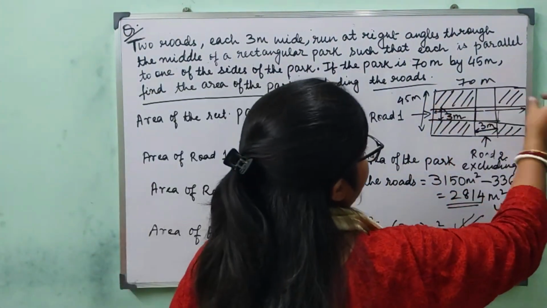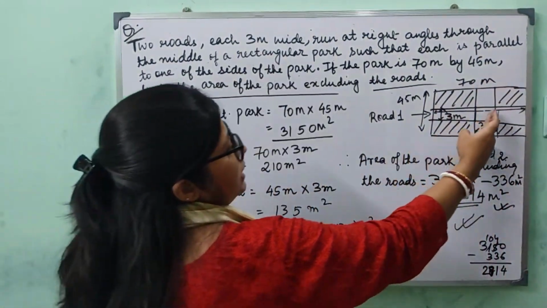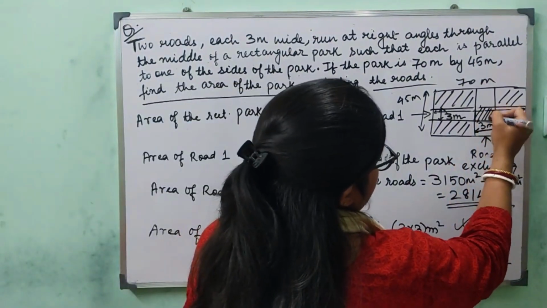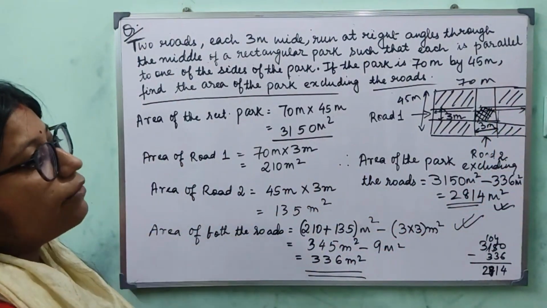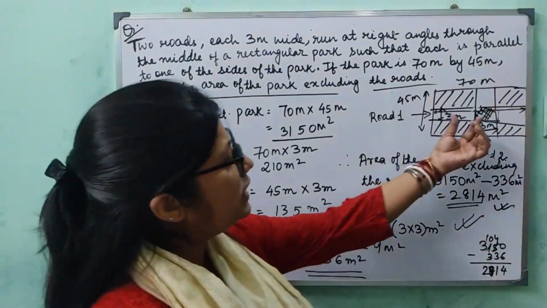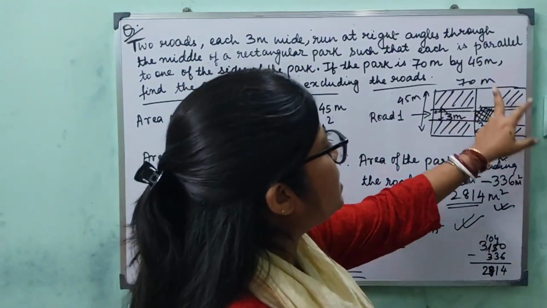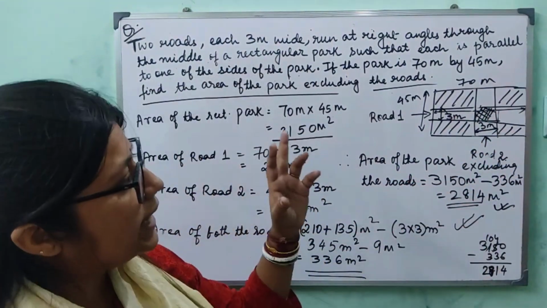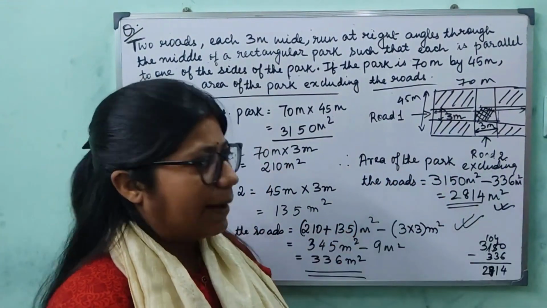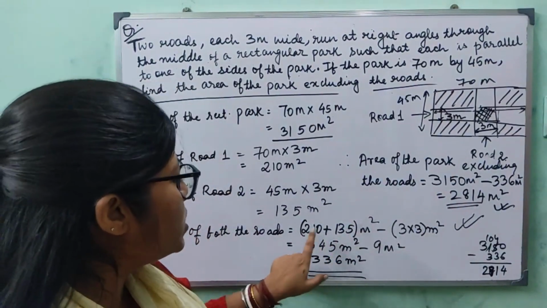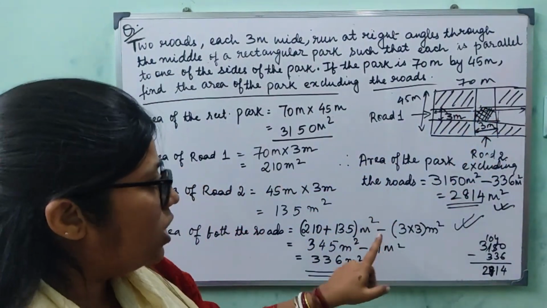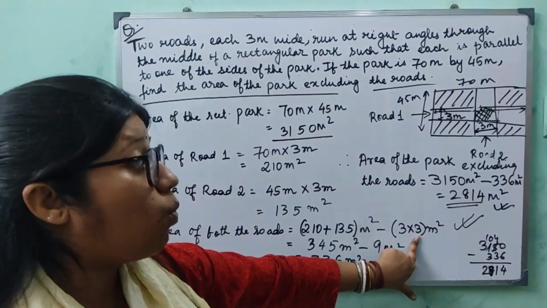Now when I want to find the area of the two roads, you are seeing that this portion, let me mark this portion for you, was covered twice. We will use this logic: I will remove the area of this portion once from the sum of the two roads, so that I get the area of the two roads devoid of any overlapping part. When I was adding 210 and 135, this common portion was falling twice. That is why I removed the area once.